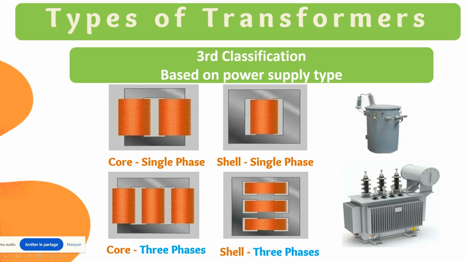Here I made an example. I have three phases, so I have three inputs, three outputs. Okay, trois lignes d'entrée, trois lignes de sortie qui sont appelées des phases. Parfois il y a le neutre. D'accord? And if you have only one output, one input, in this case we are talking about a single phase transformer.